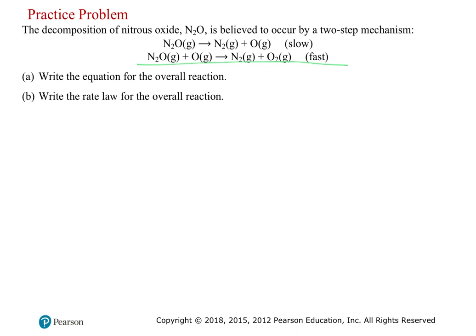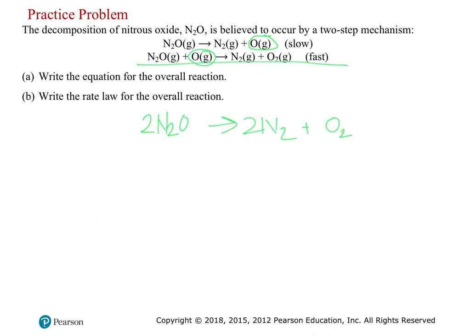So what's the overall reaction? Let's identify our intermediate here is the oxygen atom, so that's going to go away. We're going to add up everything on the left side and then add up everything on the right side. So we have 2 nitrous oxide goes to 2 nitrogens plus an oxygen. Does that work out with stoichiometry? Yes, it's balanced. We don't have any intermediates there, so it looks legit.